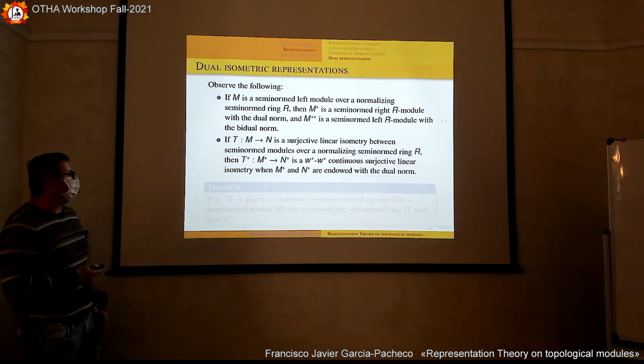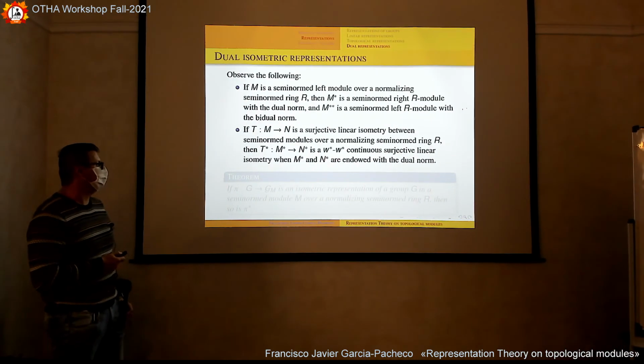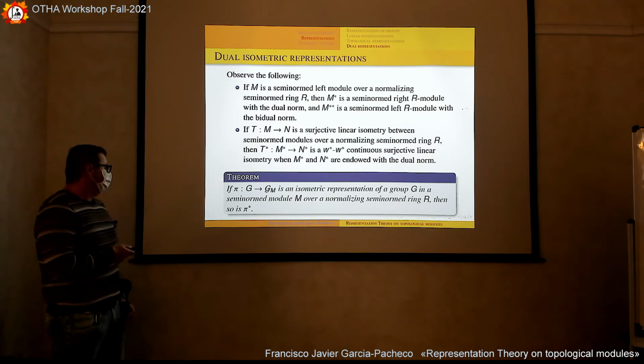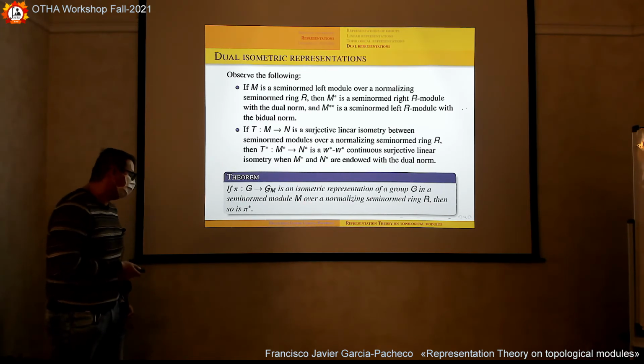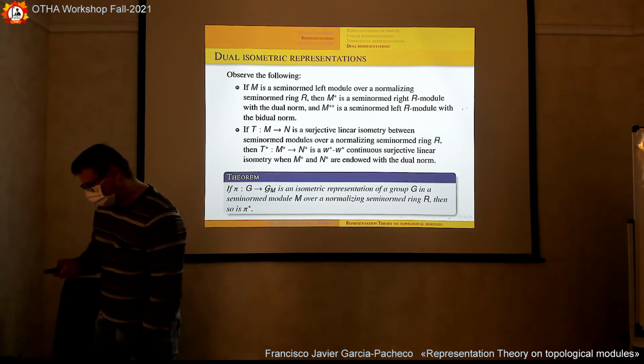As we can see, there is a continuous surjective linear isometry between M star and M star star when M star is endowed with the dual norm. And finally, if pi is an isometric representation on a seminorm module over a normalizing seminorm ring, then pi star is also an isometric representation.